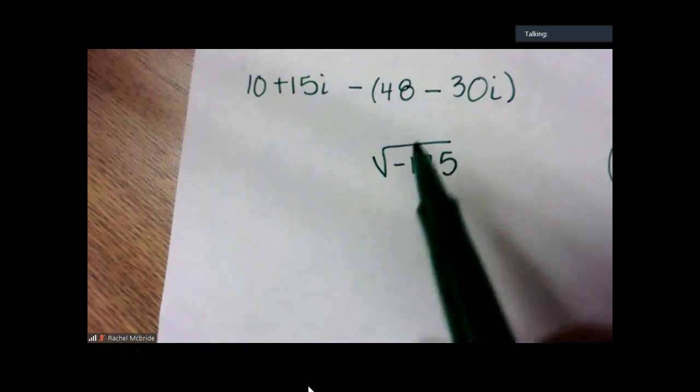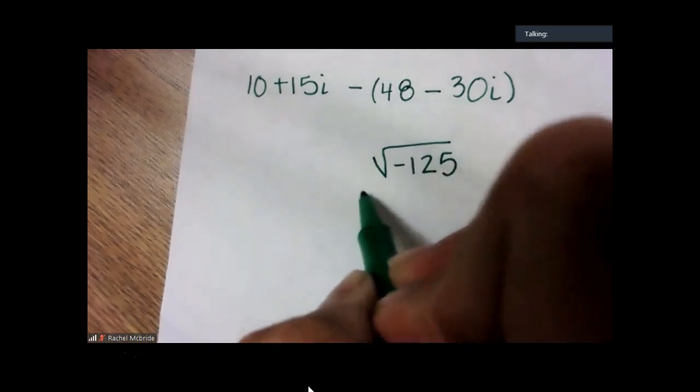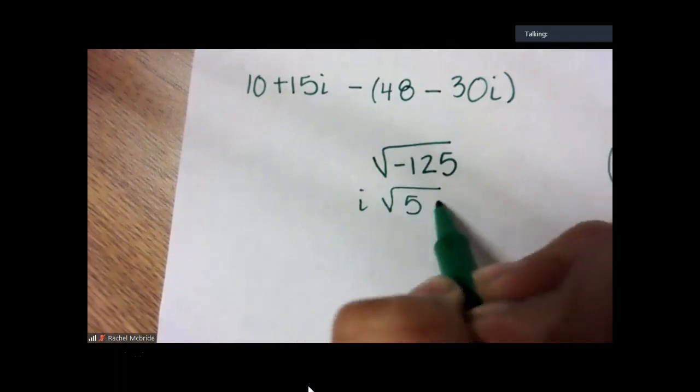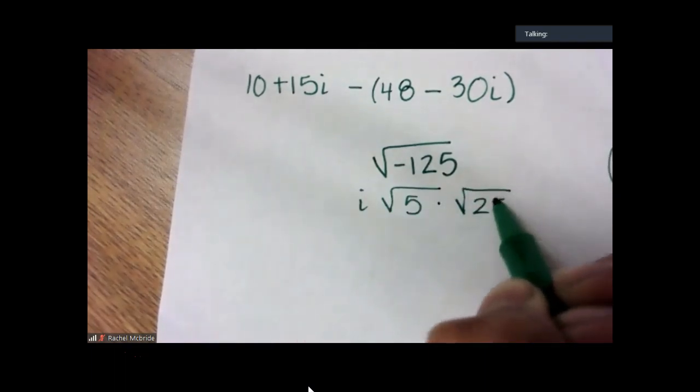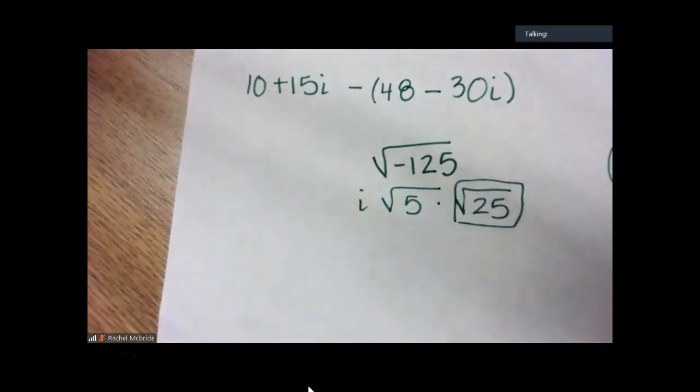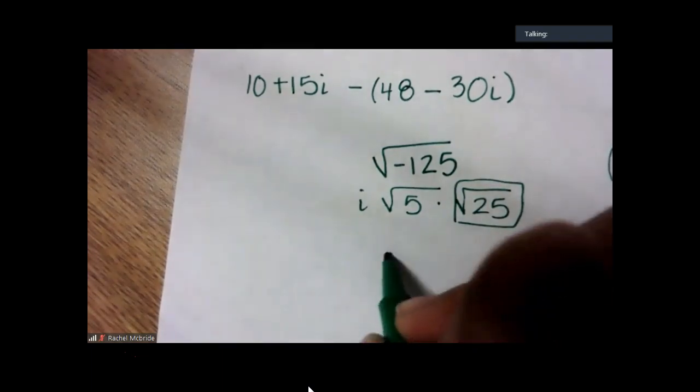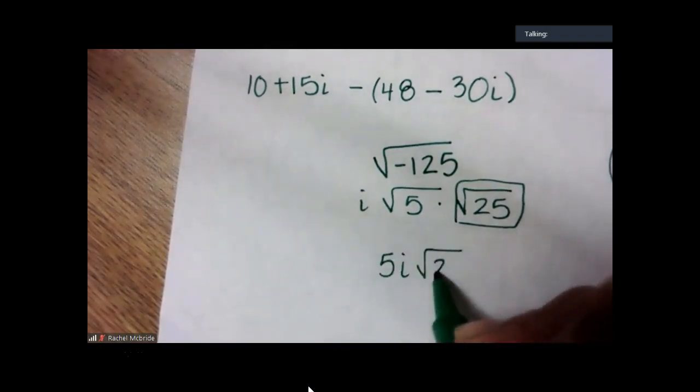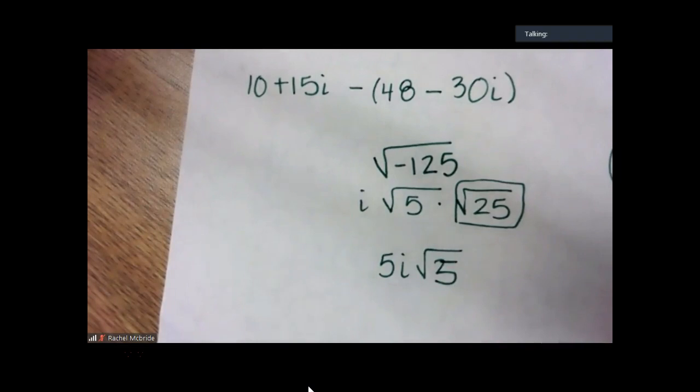Alright, so the negative 125, you're going to break that. You're going to bring the i out. I would turn it into 5 and 25 because 25 is a perfect square. So you get 5i square root of 5. Negative 5 square root 15. 4i. 23 minus 14i. Negative 16 and 5i square root.